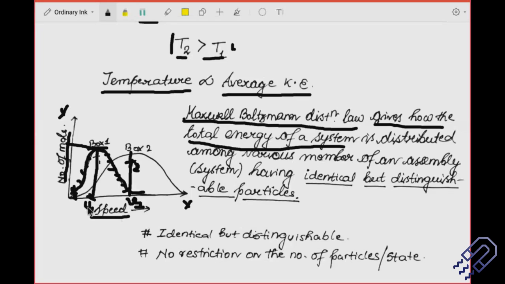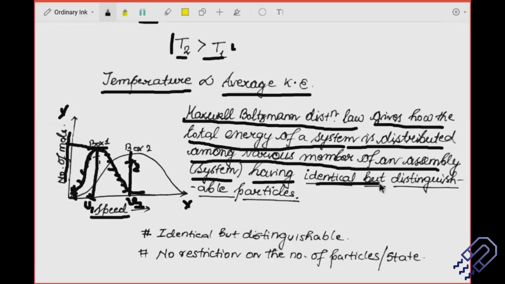Speed means we're talking about velocity. That means we can comment on the kinetic energy if we know the velocity. So it gives how the total energy of the system is distributed among various members of an assembly. You basically have a closed system, and how is the energy distributed among them?